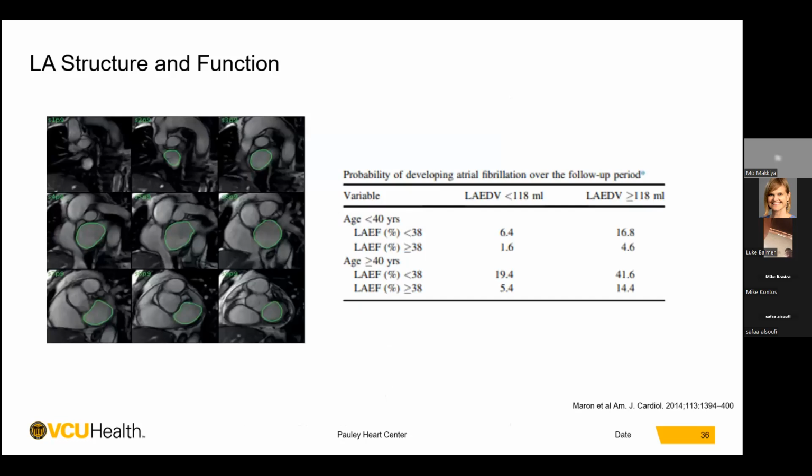Dr. Marin published a prospective study of about 500 patients showing that a left atrial volume greater than 118 ml or an ejection fraction of the left atrium less than 38% may be predictive for the development of AFib in patients and has a worse prognosis. MRI can really help us evaluate LV function and structure in these patients.